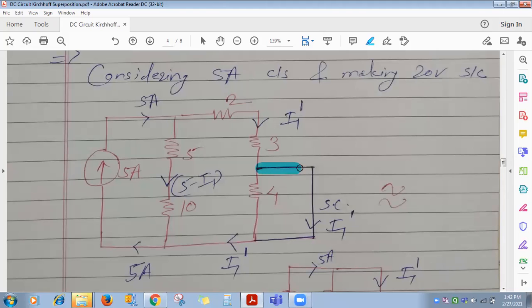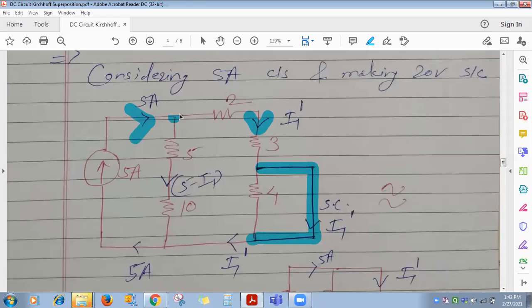Only what I have done here is shorted this 20 volt branch. The entire circuit will be as it is. Now see, 5 ampere will start from here. Then once it reaches this node, it has two paths. Obviously the load resistance is 3 ohm. Now you have to find only the current flowing through the 3 ohm. That is the target.